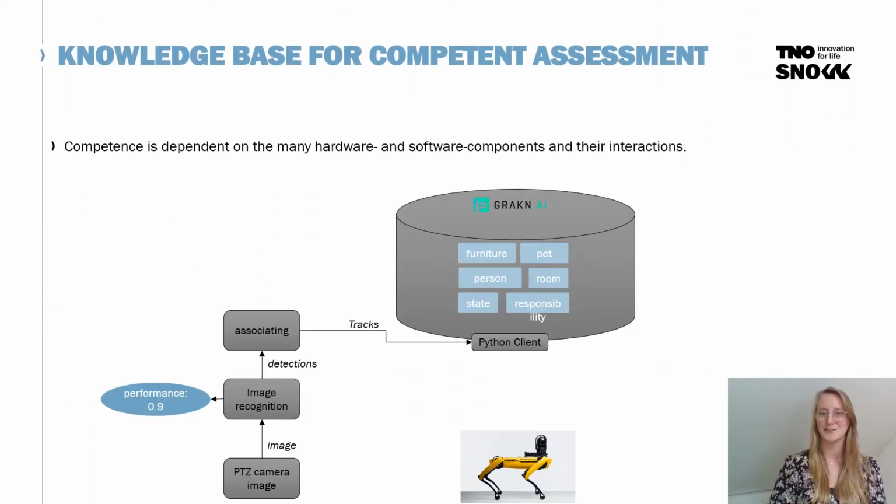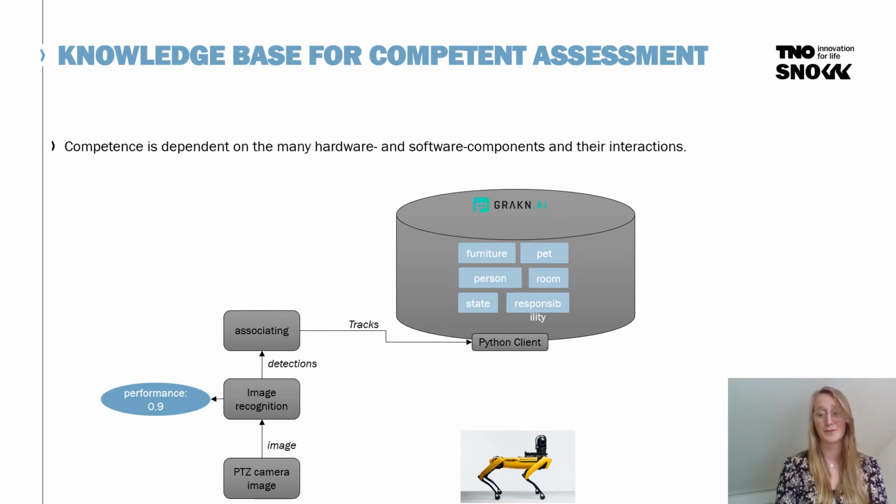To answer this question, the system needs to be able to assess its own competence, and this is based on the many hardware and software components it's made of. In this image I show you a small part of the components Spot is made of, namely the object recognition part. As you can see here, Spot might think, oh, I want to use my image recognition algorithm because its performance is very good under normal circumstances.